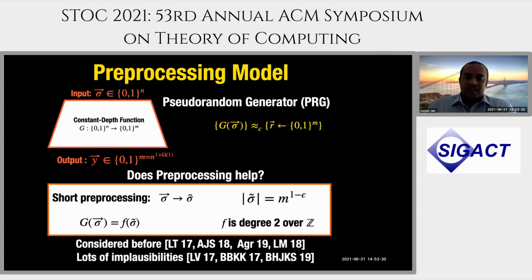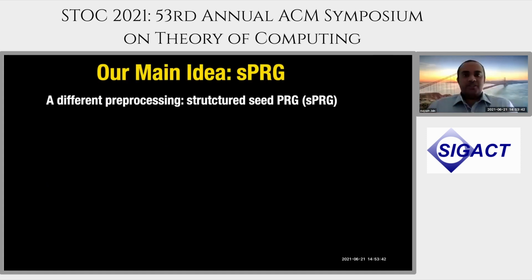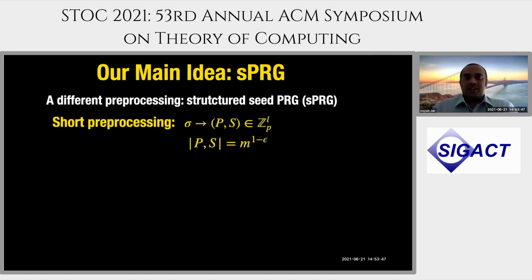What we identified is that you can bypass this further, and we propose another model, which is useful to construct IO and then construct such a PRG. So this is our final model, which we call structured seed PRG. It's another different kind of preprocessing. Here, we require that you have this string input sigma. Now we are allowing it to be preprocessed into 2 strings as opposed to 1 string. One of the strings is called P, the other one is called S, and both of them are vectors over Z_p. Again, we have the size requirement that it's sublinear in the output length.